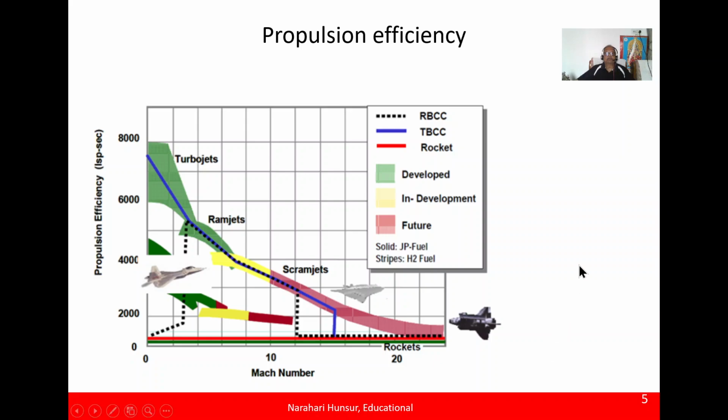If you look at the overall propulsion efficiency in terms of specific impulse, you can see that at low Mach number, up to around 2 or 3, turbojets and turbofans are there. After that, ramjets become more efficient, followed by scramjets, and in future, possibly new types of propulsion systems. Rockets, as you see in the red line here, operate right from static condition up to Mach 20 with the same kind of specific impulse, but their efficiency is very low. Of course, if you are at very high Mach number, you don't have a choice. You have to use rockets.